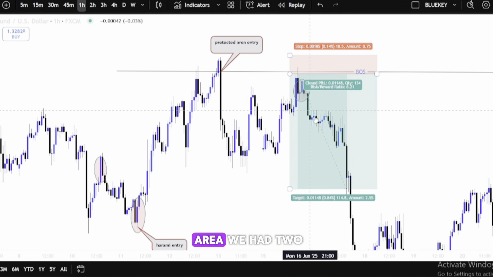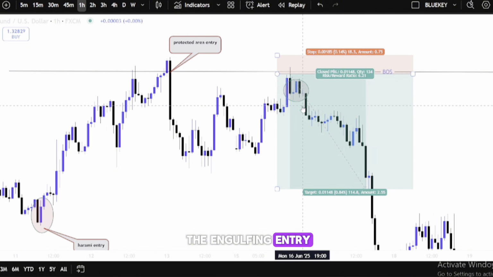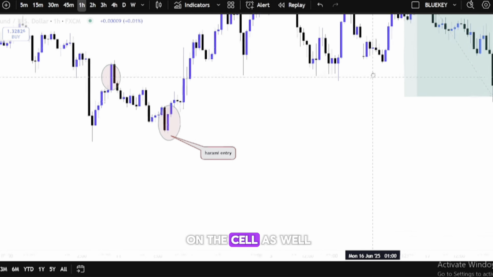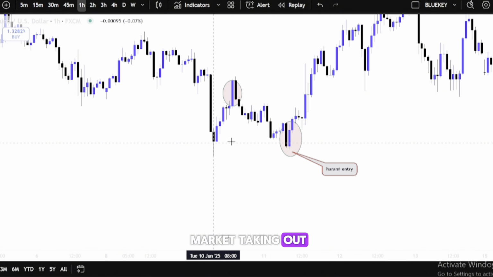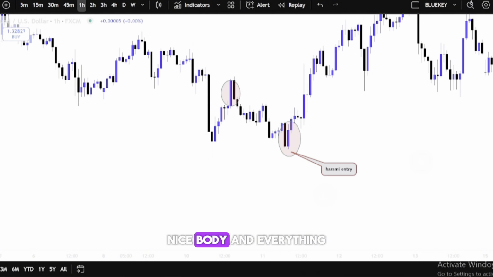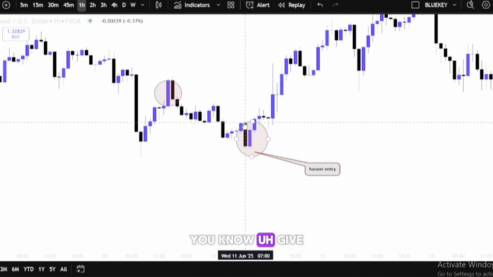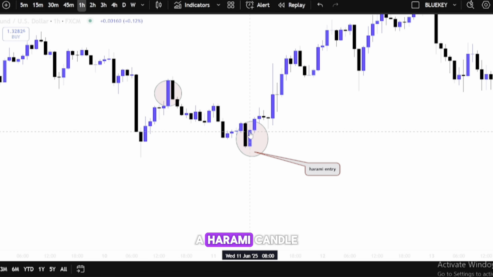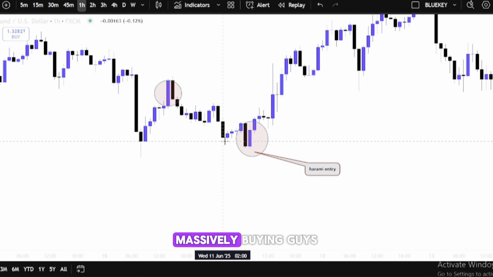Now, even inside this area, we had two more entries, right? The Harami entry and the engulfing entry. It gave us two signals to jump in on the sell as well. Now, this is another example where we have market taking out this equal level, this double bottom, sell candle momentum, very nice, close bullish with, you know, nice body and everything. And then what happened next? This market pushed back up, but it didn't quite engulf, neither did it give a tweezer. But this is what an inside bar, a Harami candle, is. And then from here, we can see massively buying. The same thing here, massively buying.